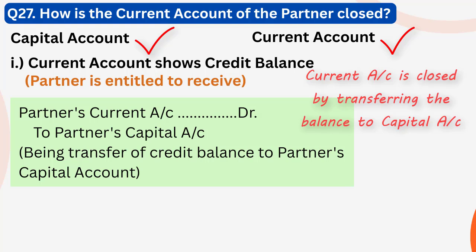Let's see the first case. The first case is current account shows credit balance. This means that the partner is entitled to receive that much amount. The journal entry for this would look like this.